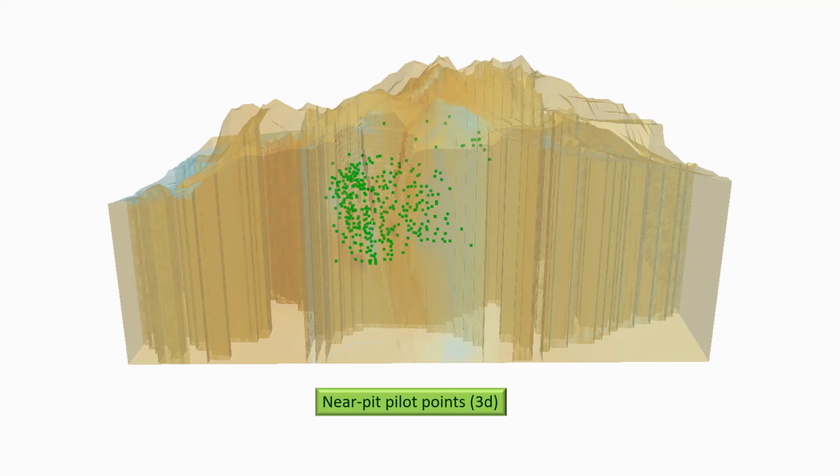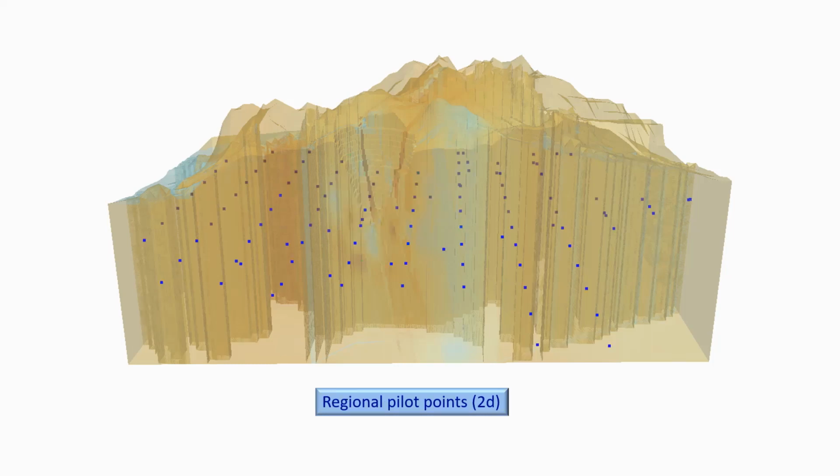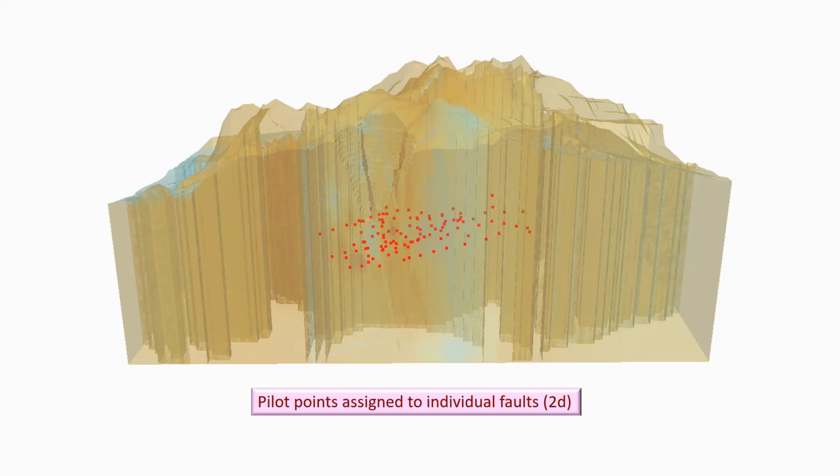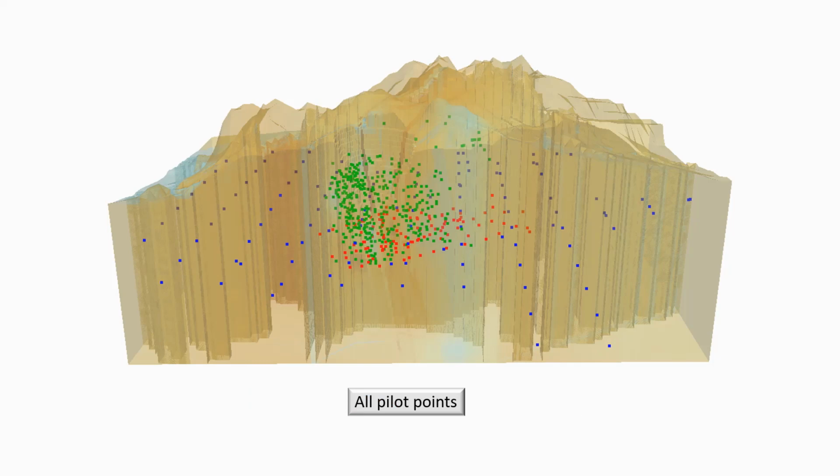My colleague used three sets of pilot points. Near the pit, he used three-dimensional pilot points which acted as multipliers on a regional parameter field informed by two-dimensional pilot points. A third set of pilot points was ascribed to faults which pervaded this particular area. Two pilot points were assigned to each fault. So collectively, three sets of pilot points were used in conjunction with preferred value regularization to parameterize this model domain. There they all are together.